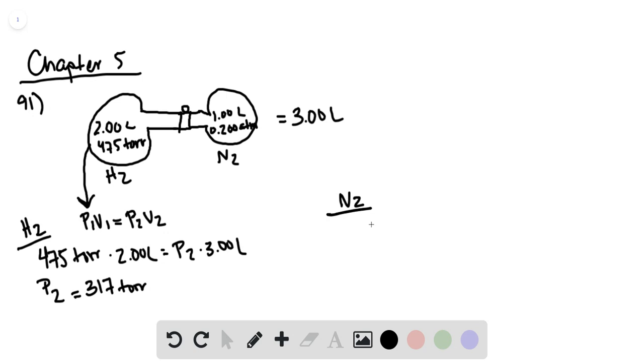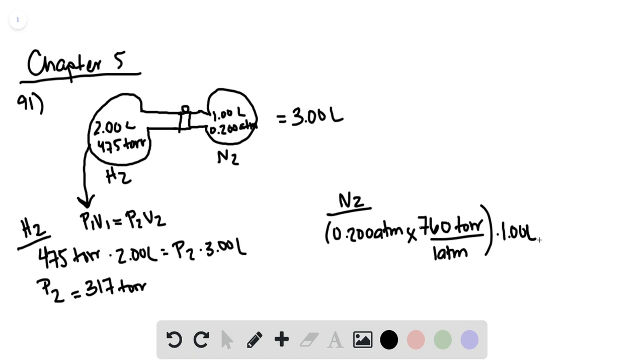We can do the same thing for nitrogen over here, where we're starting out with 0.2 atmospheres. And just to simplify things across these two sets of numbers, we can go ahead and convert to torr. We know that we have an initial volume of 1 liter. And then our final volume, like over here, is 3 liters. So that gives us a final pressure for nitrogen then of 50.7 torr.